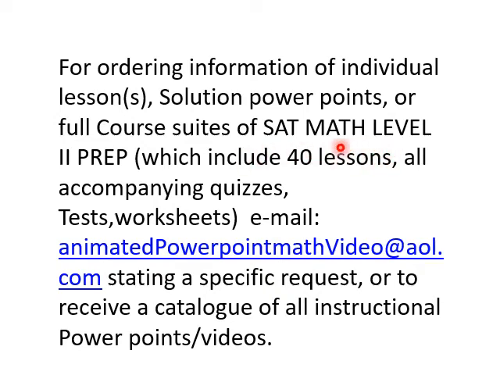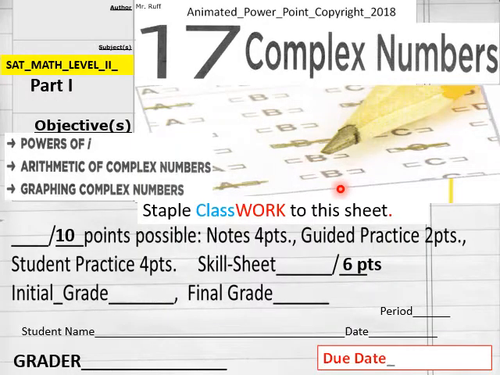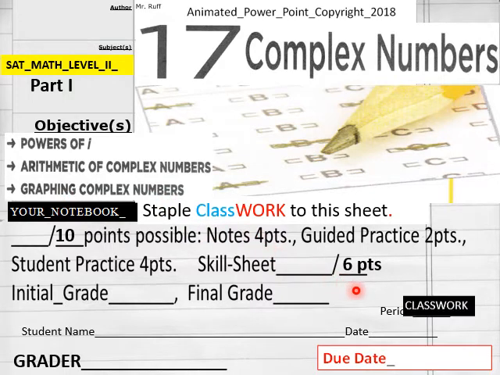Hello everybody, we're getting ready to do section 17 of SAT Math Level 2 preparation. And for 17 is complex numbers. You've got 10 points in your notebook guide, have that out. We go through powers of i, arithmetic of complex numbers, and graphing complex numbers.